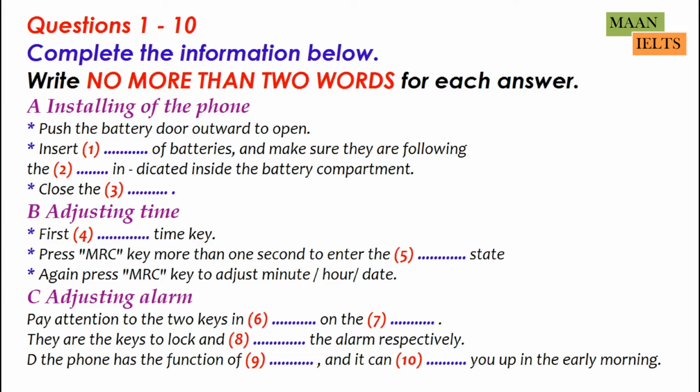Now it comes to adjusting alarm. Press alarm key to enter the three states of A1, A2, A3. Pay attention to the two keys in the corner on the right hand. They are the keys to lock and unlock the alarm respectively. Press MRC key to enter the adjusting procedure. And have you seen the second digit begin to flash? Yes, I think I should repeat this action, yes? Yes. Press MRC key again to adjust minute and the on-off of the alarm. By now you own a phone at the same time with a clock that can wake you up in the early morning.